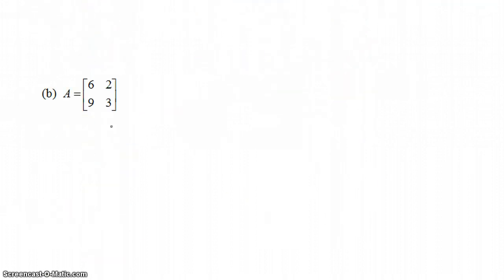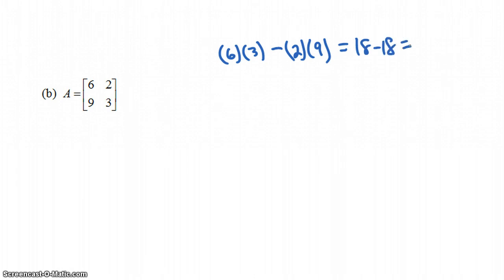Okay, let's do one more example. What is the determinant of this matrix A? We get ad minus bc, so ad would be 6 times 3, minus bc, that would be 2 times 9. So we get 18 minus 18, which is 0. So the determinant of this matrix is 0. So this is not invertible. A is not invertible. It does not have an inverse.